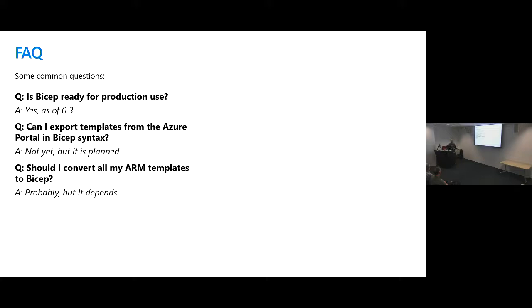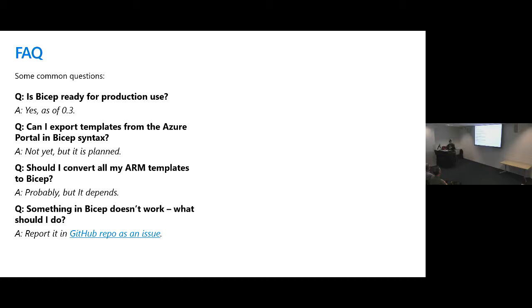I'm working with some people who've done that. They've converted everything and had no problems. I've converted some of my really, really complicated ones and ran into a couple of issues. There are a couple of caveats, but just give it a try. If it works and it looks clean, give it a go. If something in Bicep doesn't work, raise it in the GitHub repo. So raise an issue, and the team will take a look at it. Maybe someone's already raised it.